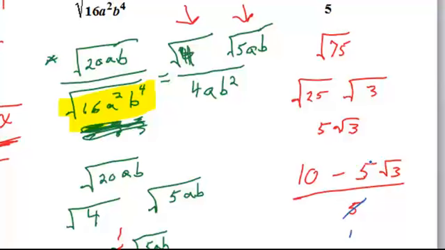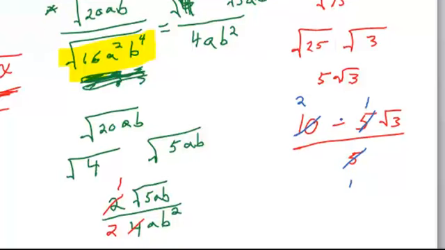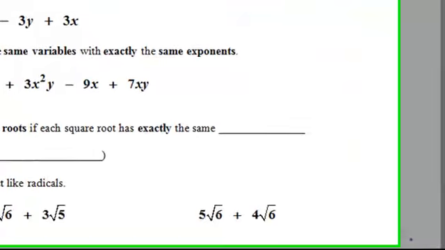5 goes into this once. 5 goes into this once. 5 goes into this twice. We're left with 2 minus just the square root of 3. Do we have to put over 1? No. Are we wrong if we do? No. It doesn't look very pretty though, does it?